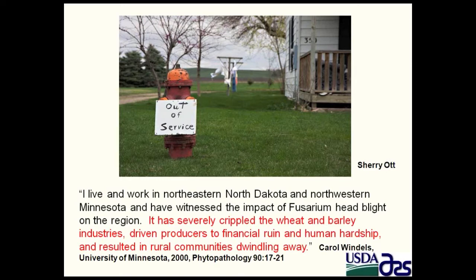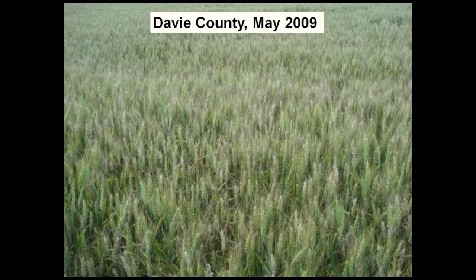Fusarium head blight really crippled farm communities in the upper Midwest in the 1990s, year after year. It was devastating. A scab epidemic in both wheat and barley. Carol Windels, who's an extension pathologist in Minnesota, wrote in the year 2000, it has severely crippled the wheat and barley industries, driven producers to financial ruin and human hardship, and resulted in rural communities literally dwindling away. A lot of people had to sell their land as a result of this disease. So it went on the radar big time for wheat growers, Congress people, and other people in the wheat and barley industries, and there's been a national initiative to combat it ever since.